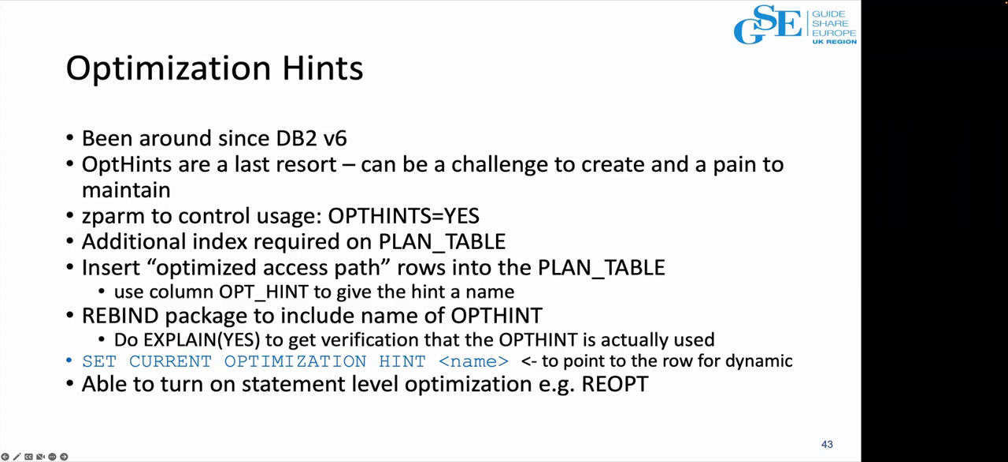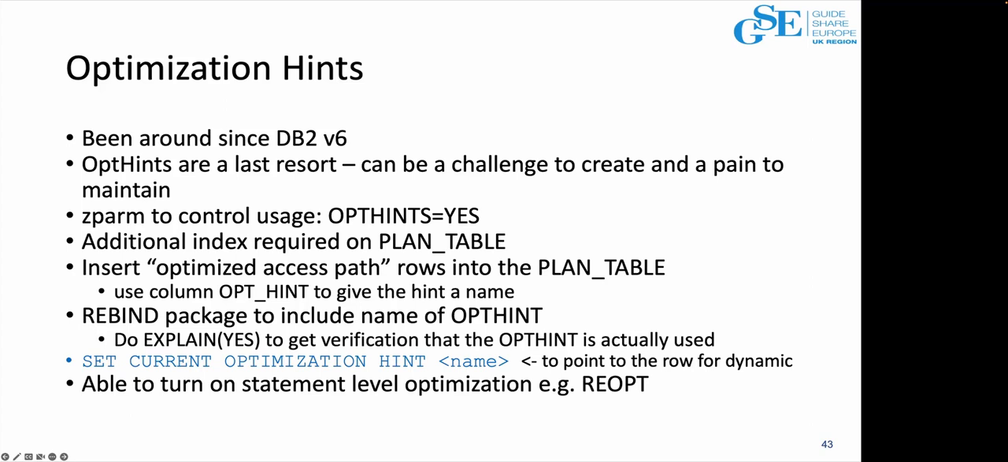Traditional opt-ins have been around since DB2 version 6. They're often considered to be a last resort because they can be quite a challenge to create and to maintain. You need to set the ZPARM opt-ins to yes, create an additional index on the plan table, and then you insert your optimized access path rows into the plan table.